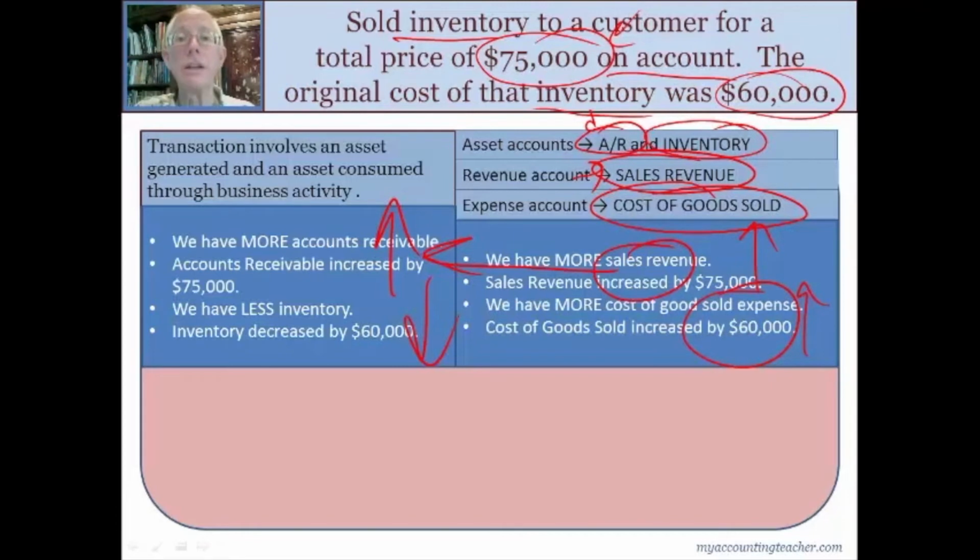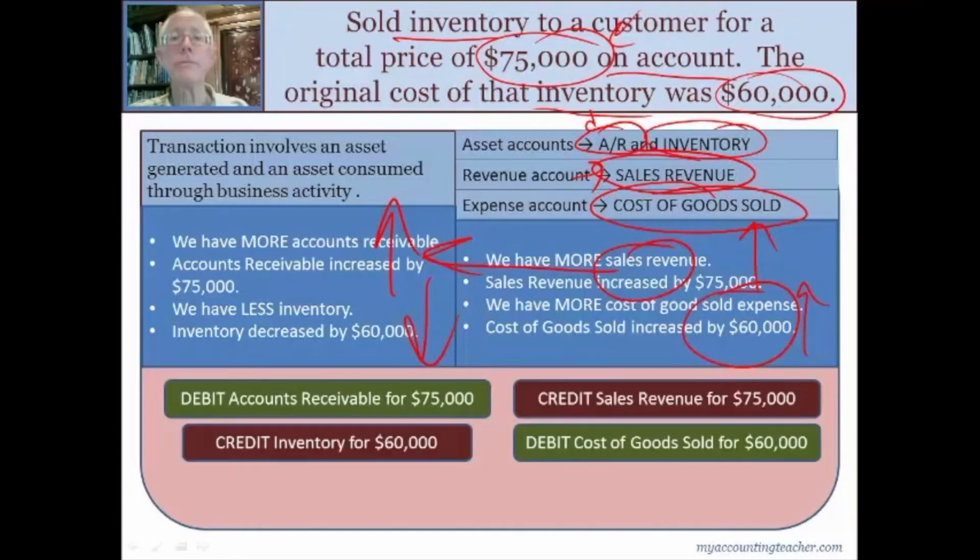Got revenues, got expenses. Let's convert this into the debit and credit language. Accounts receivable went up. That asset goes up. That's shown with a debit. The asset inventory goes down. We show that with a credit. Revenues, since revenues are equity accounts, and revenues mean that my equity just went up, we're going to show that with a credit to show that equity went up.